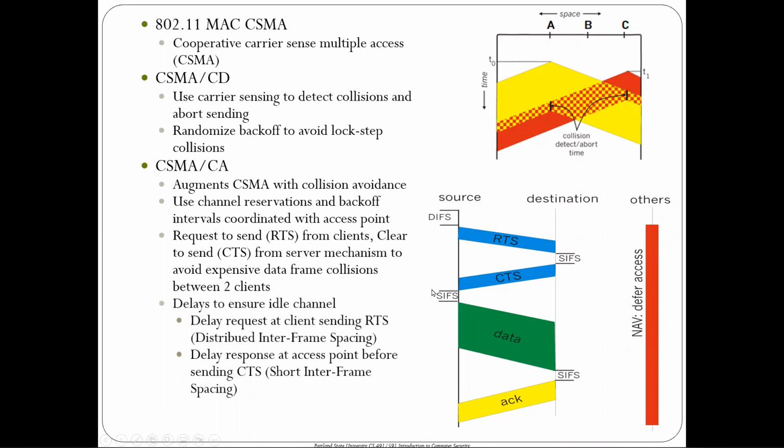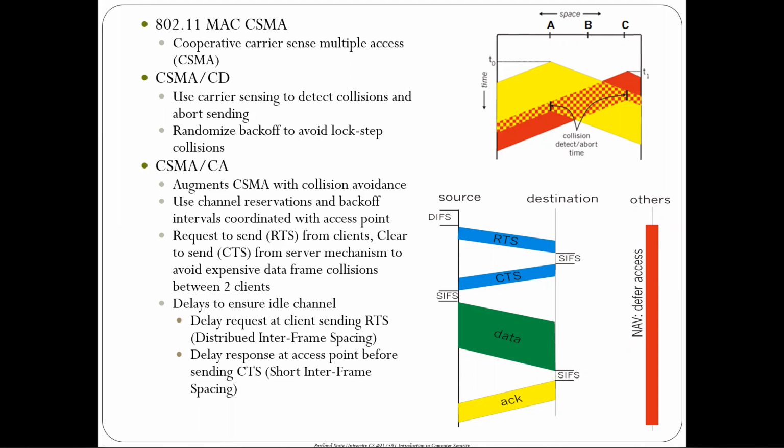And then they have these interframe spacing times in order to reduce the number of collisions on the request and the clear to sends. Okay, so that's just functionally what's going on. When some other node in the network sees that this is going on, they will just defer their access for a fixed period of time.